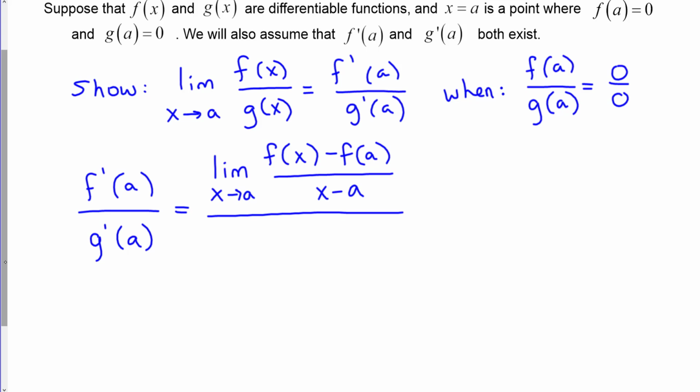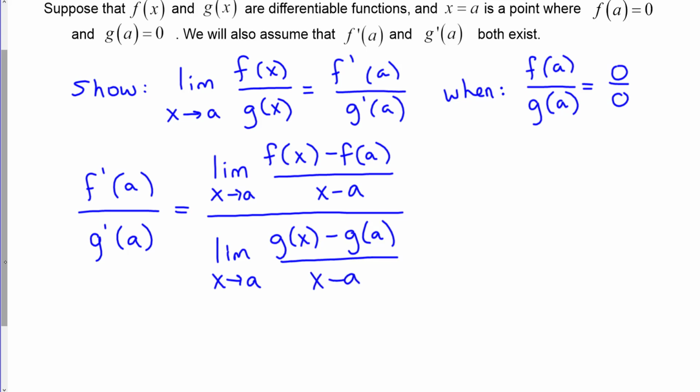Now this is not the form using delta x, but it's the same concept. It's still the slope of a secant line, and we're looking as the limit value approaches the point of interest. So we're looking for a tangent line. So it's still a derivative, even though it's not the one using the delta x. Now we can divide that by the limit as x approaches a of g of x minus g of a all over x minus a.